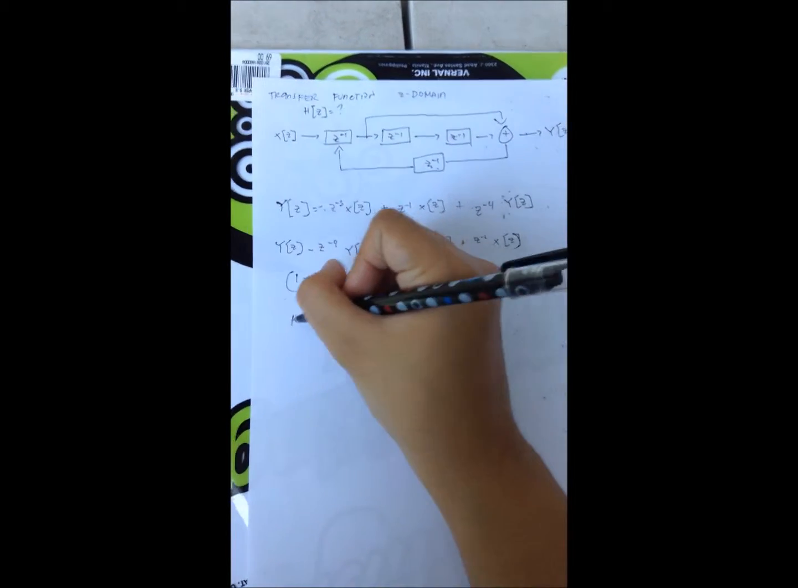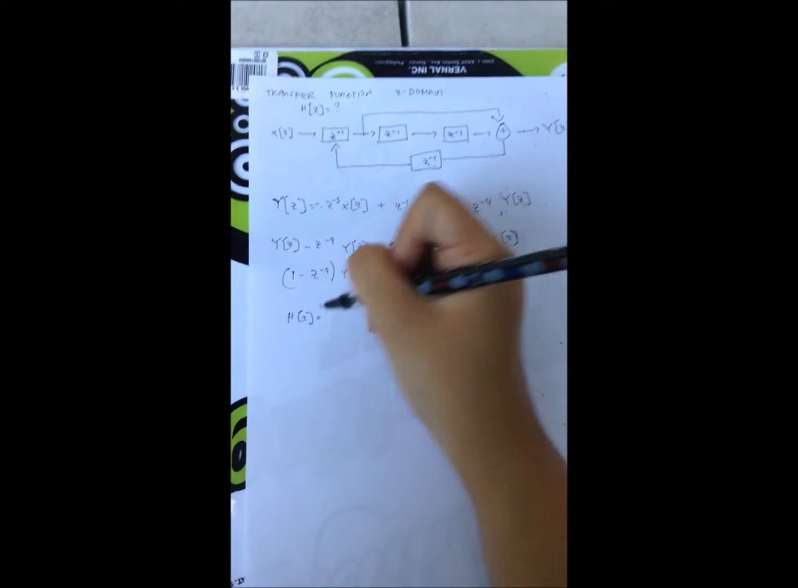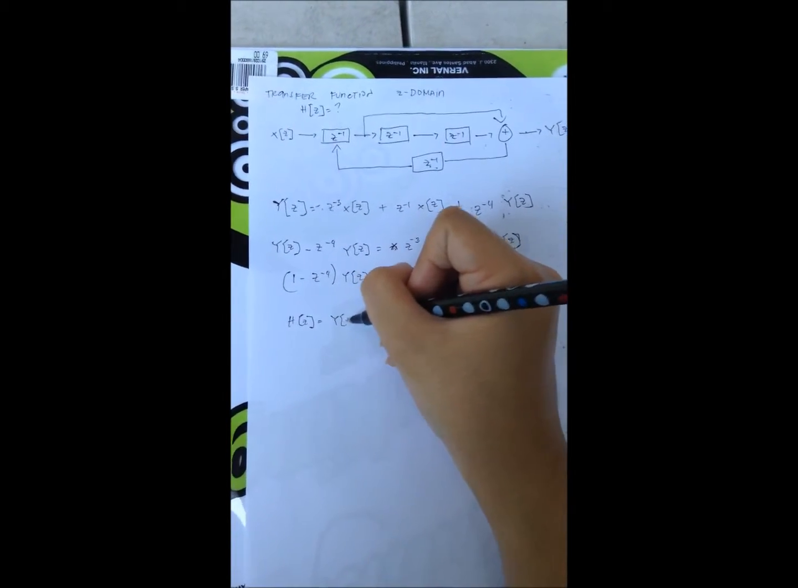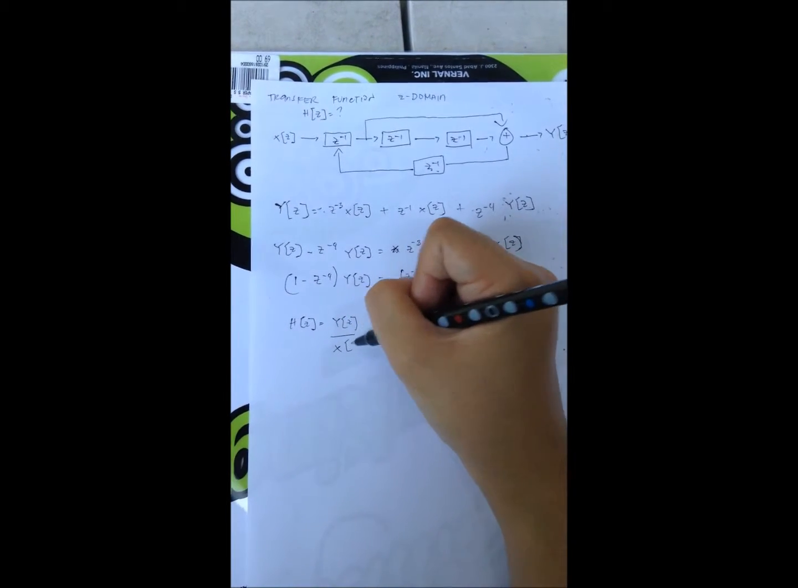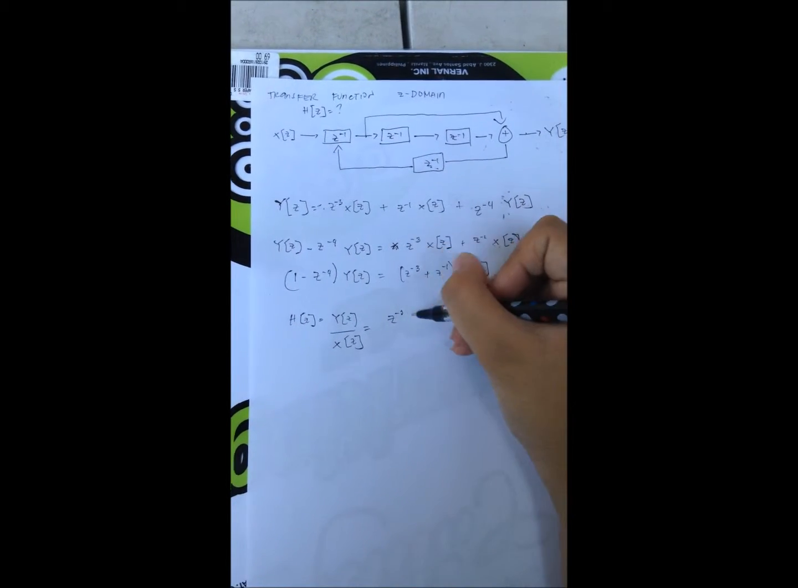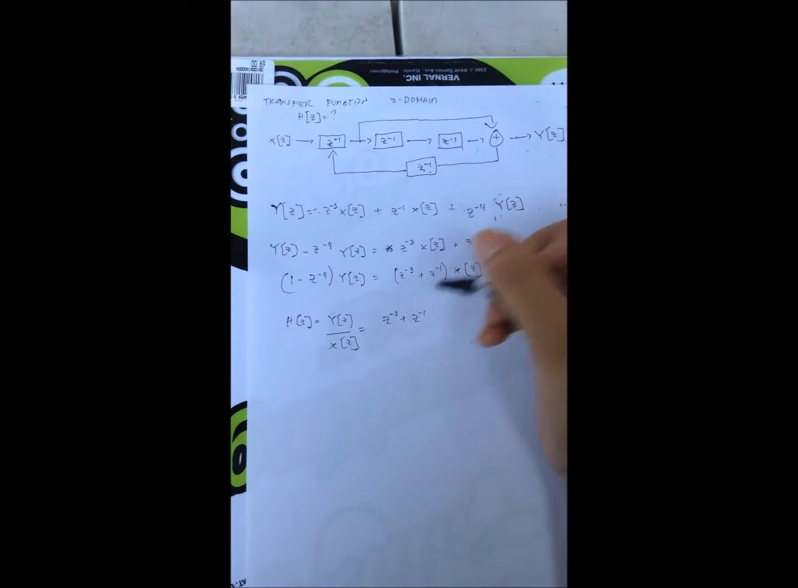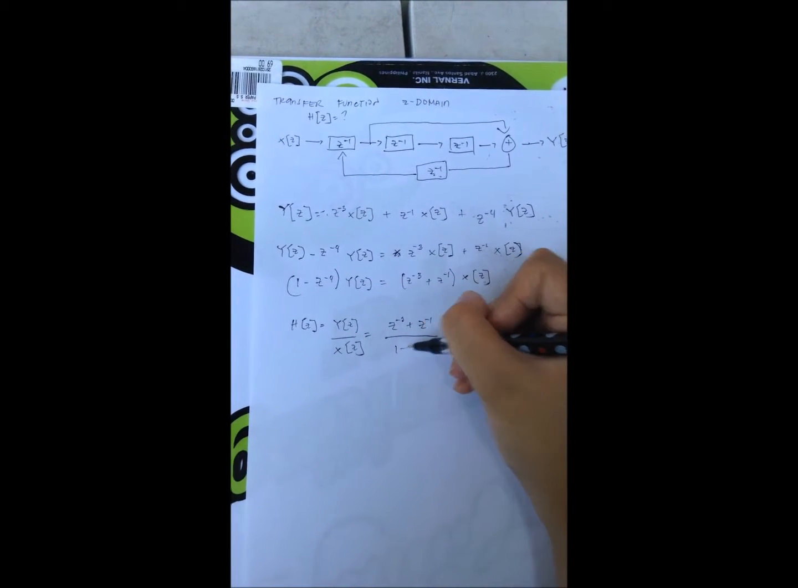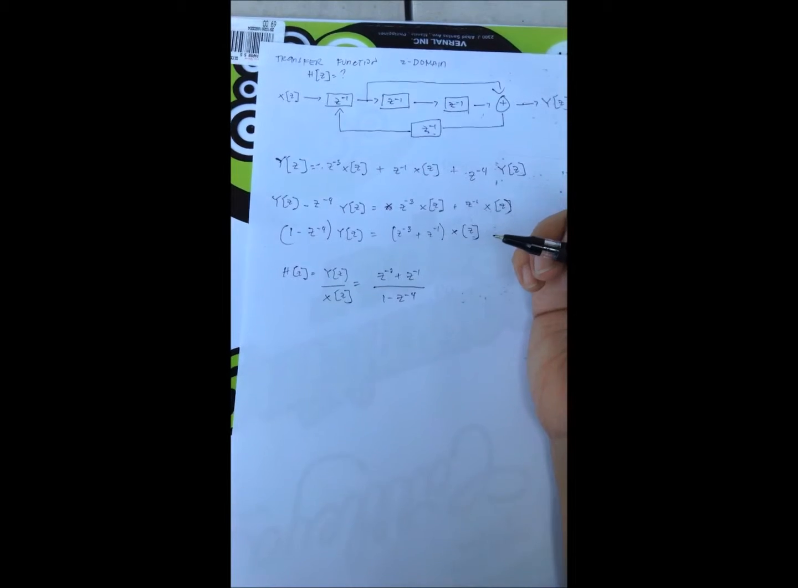So we need to get h of z, which is the ratio of y of z and x of z. It is equal to z raised to negative 3 plus z raised to negative 1 all over 1 minus z raised to negative 4. So this is now the answer.